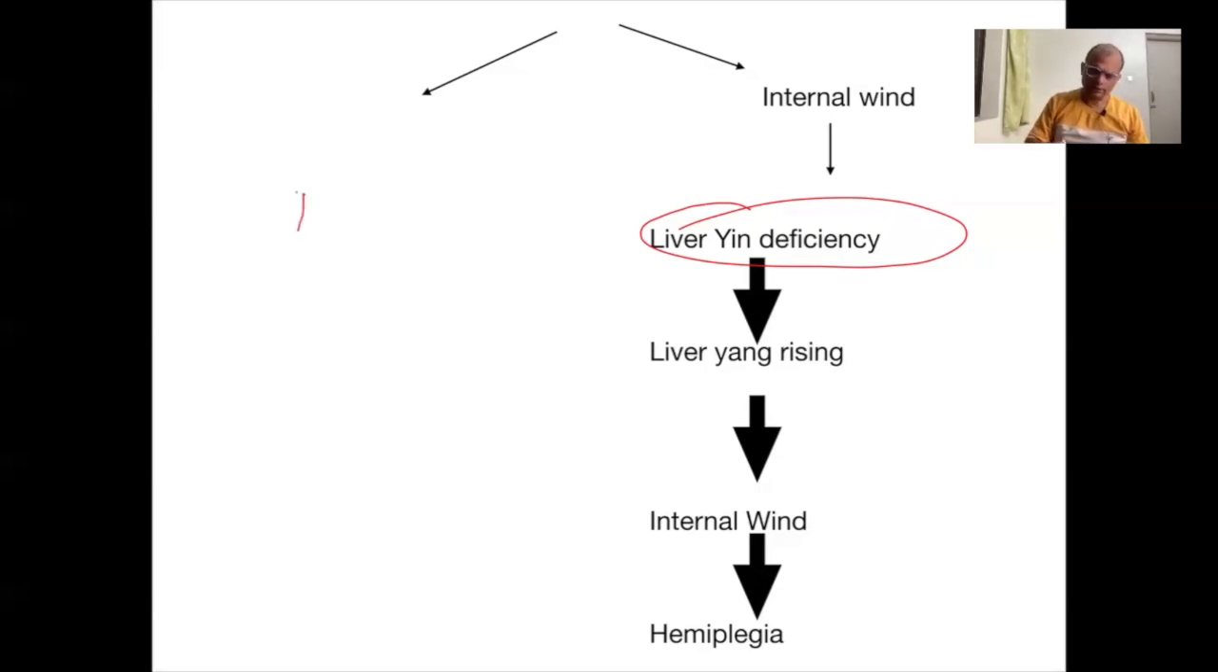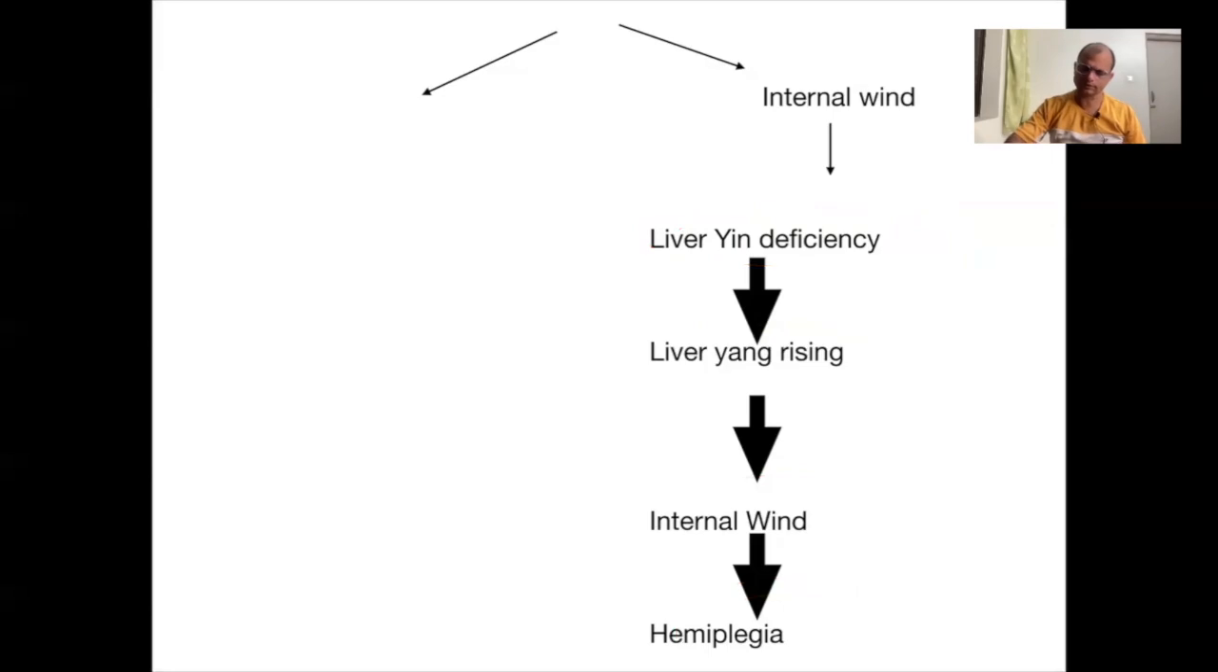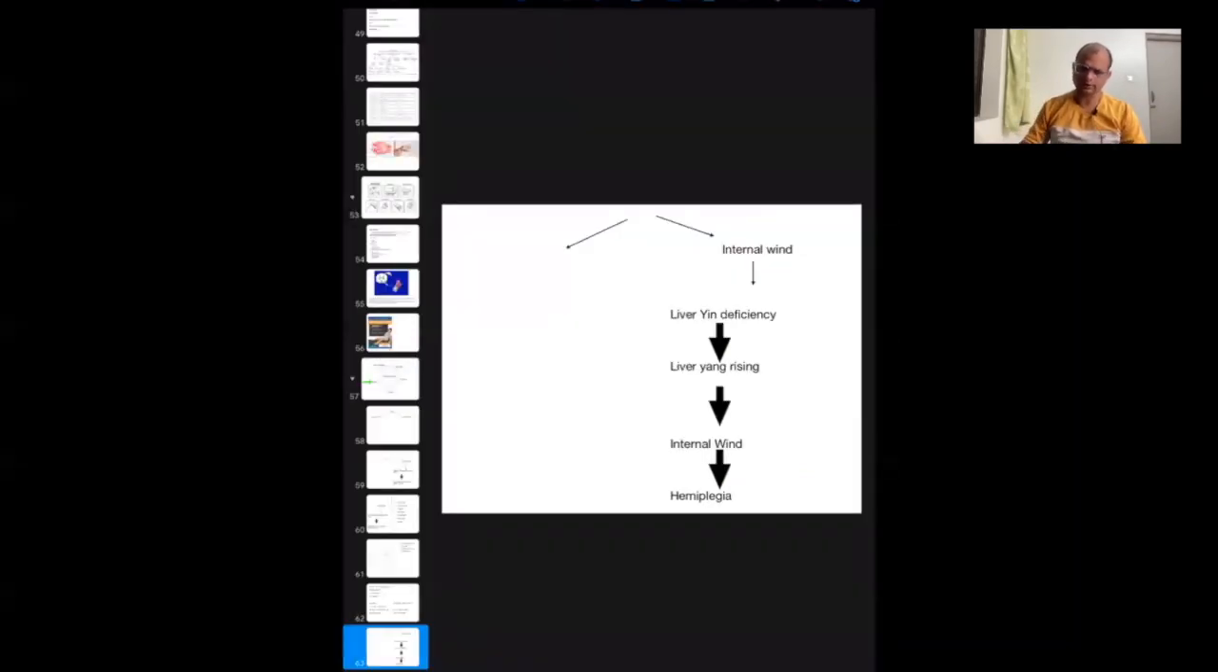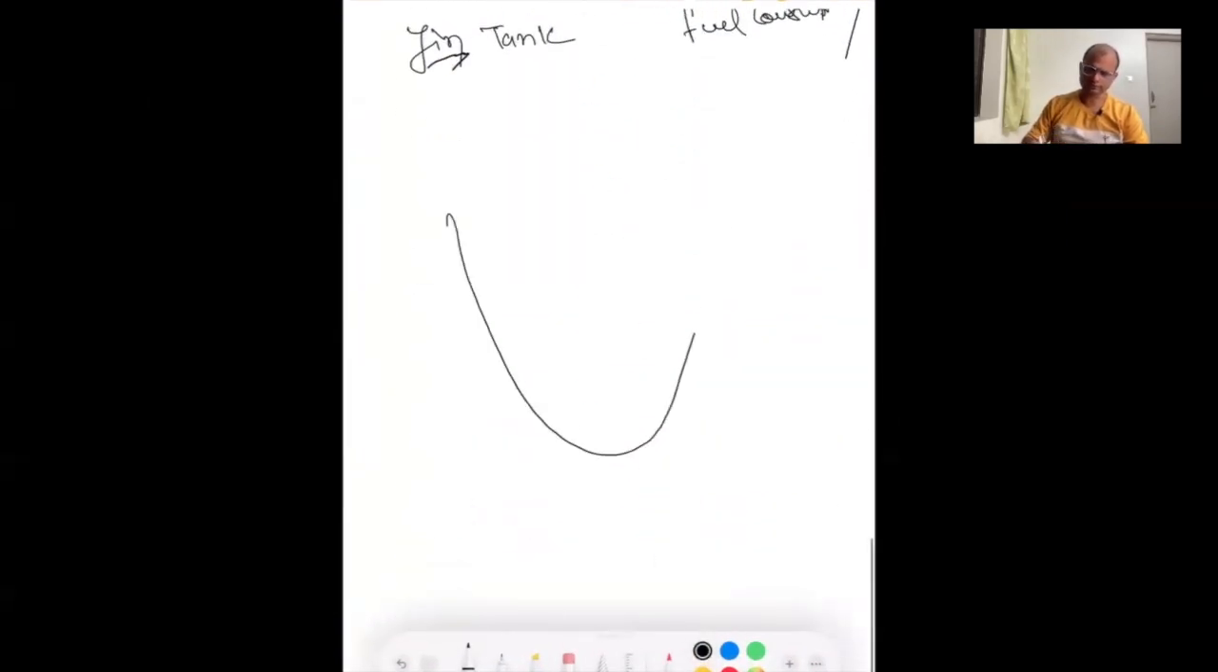So having internal, slowly, there is a liver yang rising, internal bind, and it will create hemiplegia. So this is cause number 1, right? कैसे पहचानेंगे आप इन पेशेंट्स को? How will you recognize these patients? If you see the tongue, so tongue is generally red, here you will see no coating on the side of the tongue, especially on the left side.